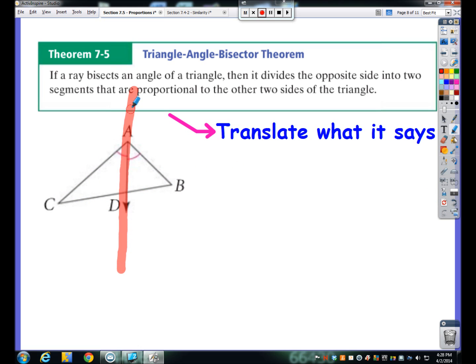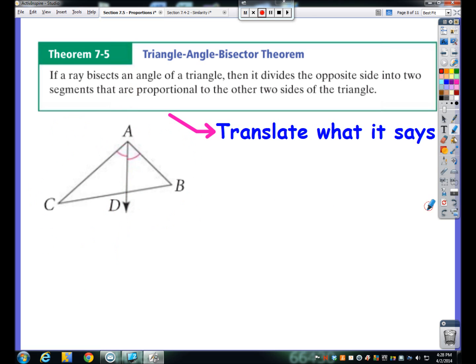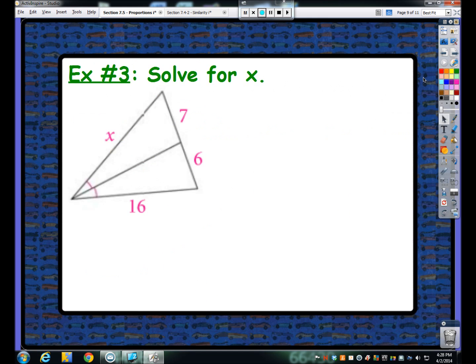The ray is really dividing the triangle and saying this stuff over here can match up with this stuff over here. That's the way I look at it. That's where I get the heart from. So starting at the bisected angle, wrap around this way, you get one ratio. Wrap around the other way, you get the other ratio. Set them equal, cross multiply, done.